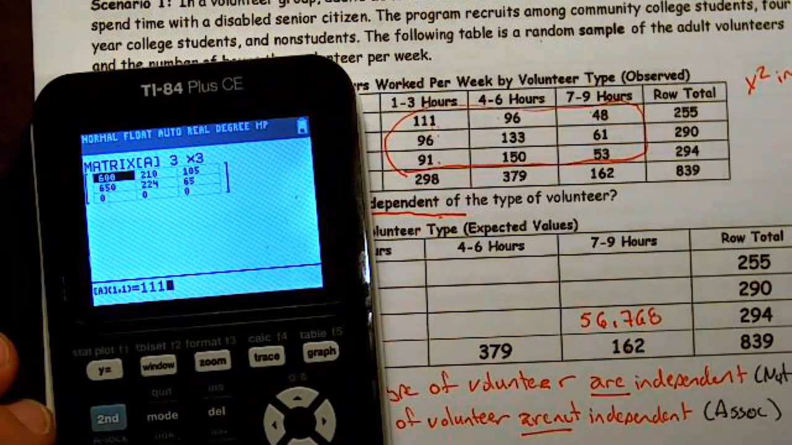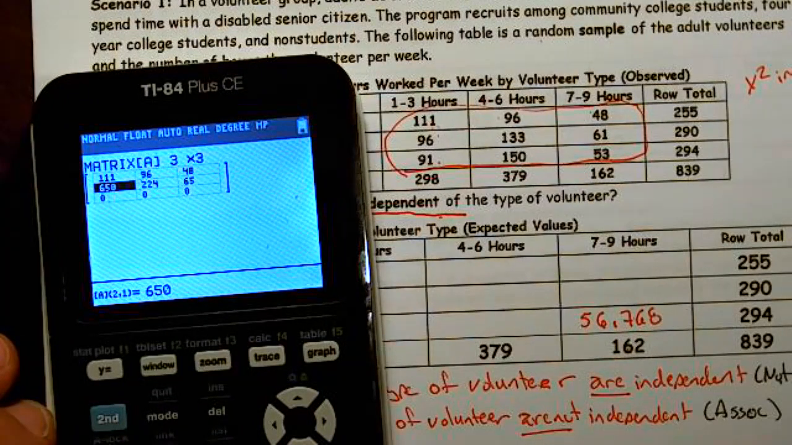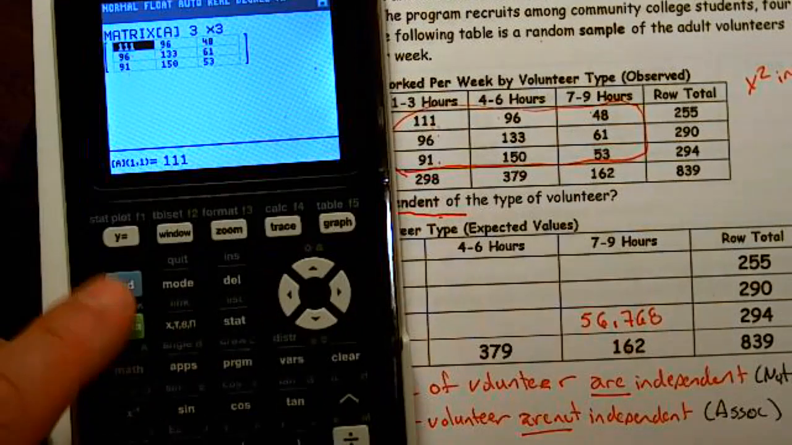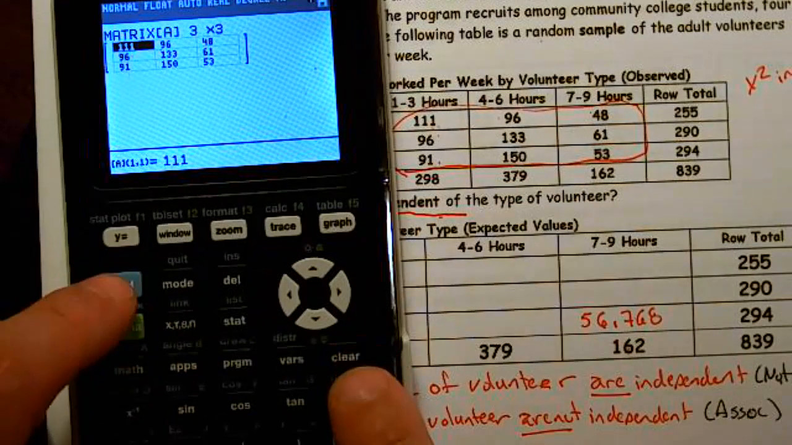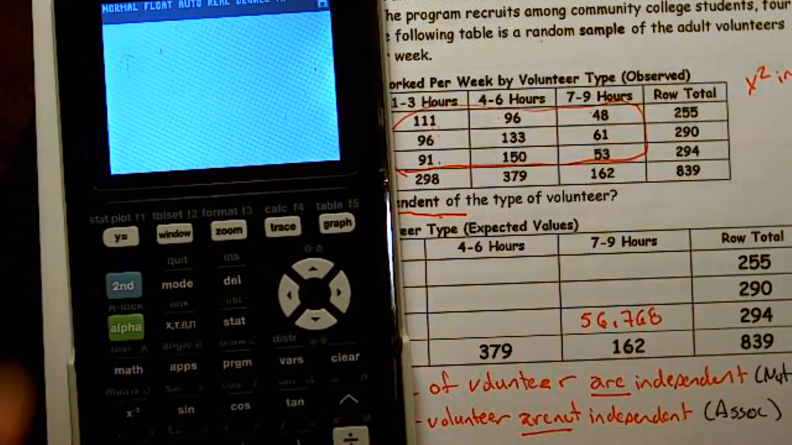It should have adjusted it for you. 1, 1, 1 is my first entry. I just enter the number, press enter. 96, enter. 48, enter. The next one, 96, enter. 133, enter. 61, enter. 91, enter. 150, enter. And then 53, enter. Once you've entered all of this, second quit or second mode, just to get to a clear screen.